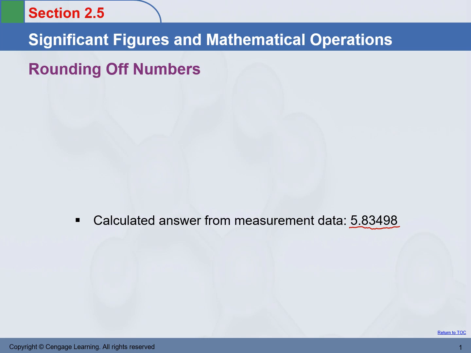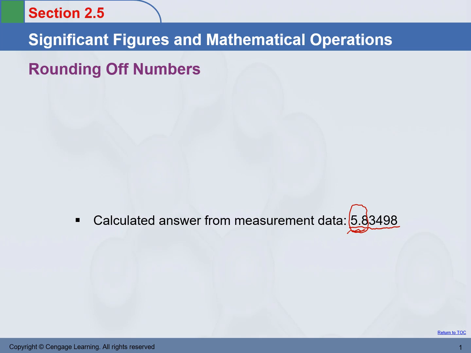First, let's say 5.83498. Let's assume I'm going to keep two sig figs. I need two digits of sig fig. How can I do that? Well, given a number, we have to round this number off to two significant figures.